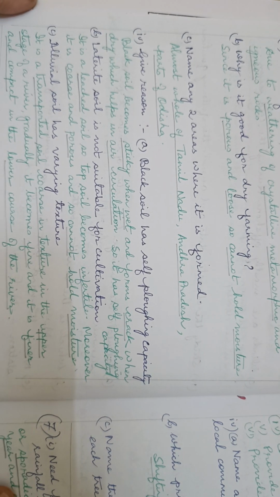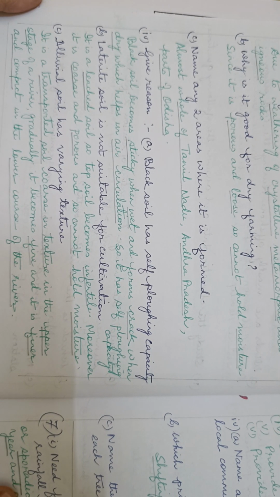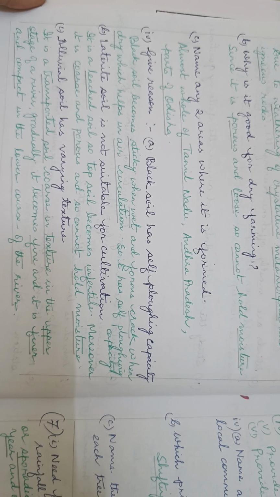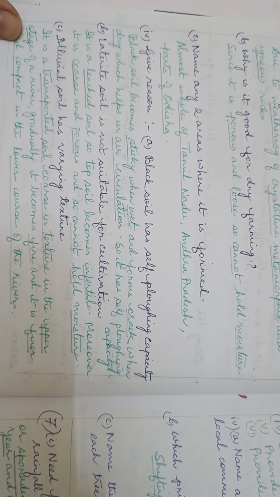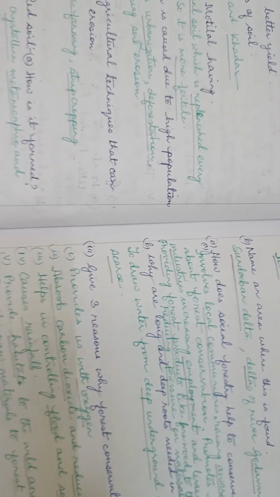Next, give reason. Laterite soil is not suitable for cultivation because it is a leached soil. So, topsoil becomes infertile. Moreover, it is coarse and porous and so cannot hold moisture. Next, give reason. Alluvial soil has varying texture because it is a transported soil, coarse in texture in the upper stage of the river. Gradually, it becomes fine, and it is finer and compact in the lower course of the river.